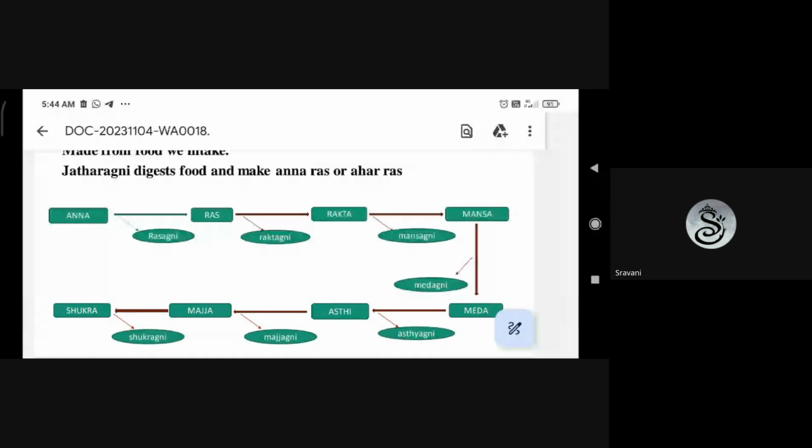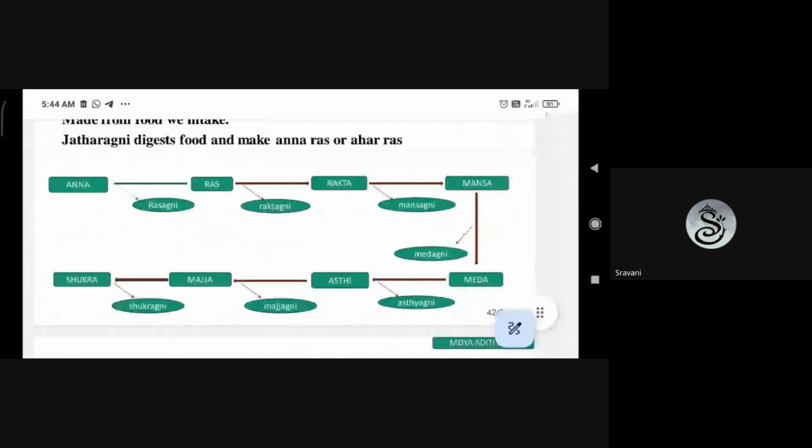Otherwise, if we do not preserve the shukra, then we will feel weak. We will not be perfect for our next works. We will be drained. So shukra is the ultimate essence of food. That's why celibacy or brahmacharya is important to preserve the energy.